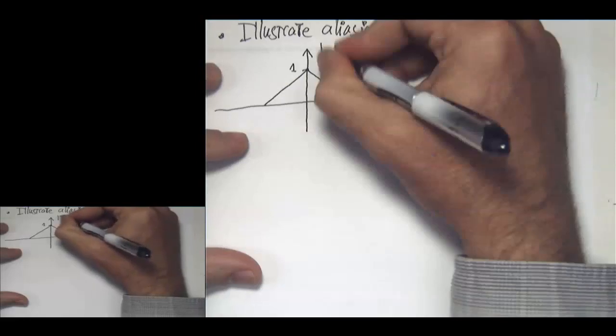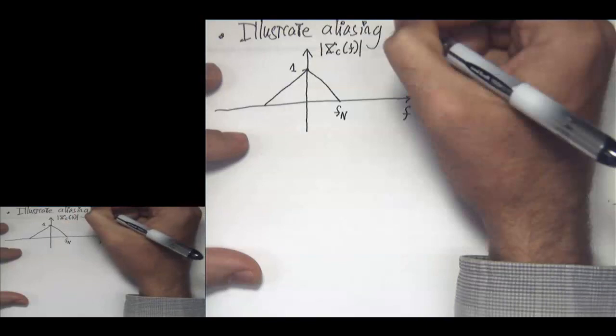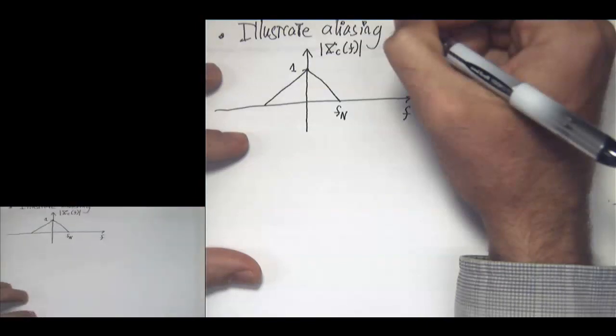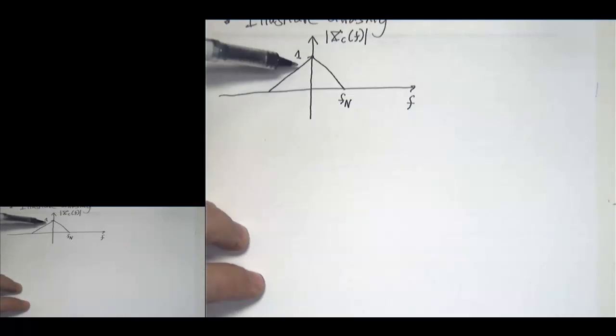This is the absolute value of X sub c of f here. So this is my continuous time signal. I'll say this, some of you have heard this joke twice already because you've taken two of my classes before, but this is not the continuous time Fourier transform of any particular signal. This is just an example here, okay?